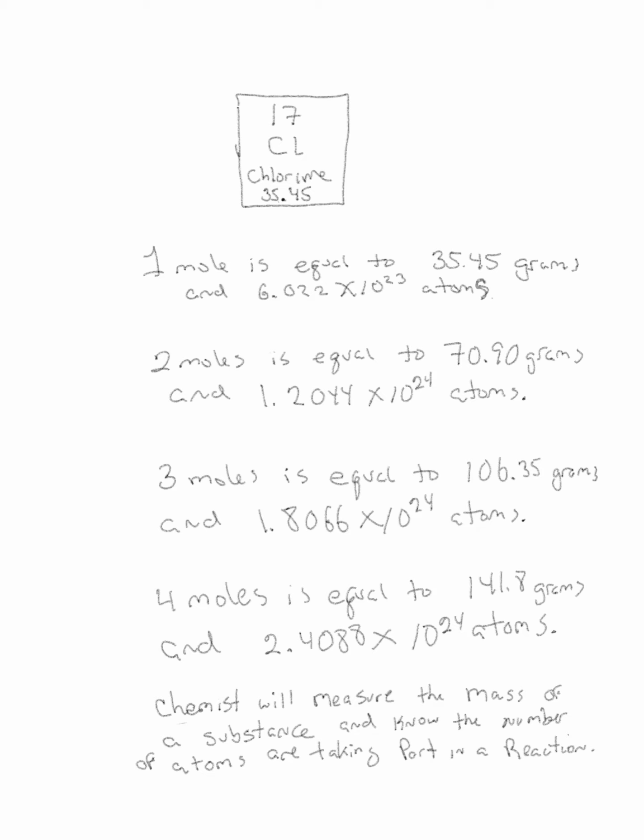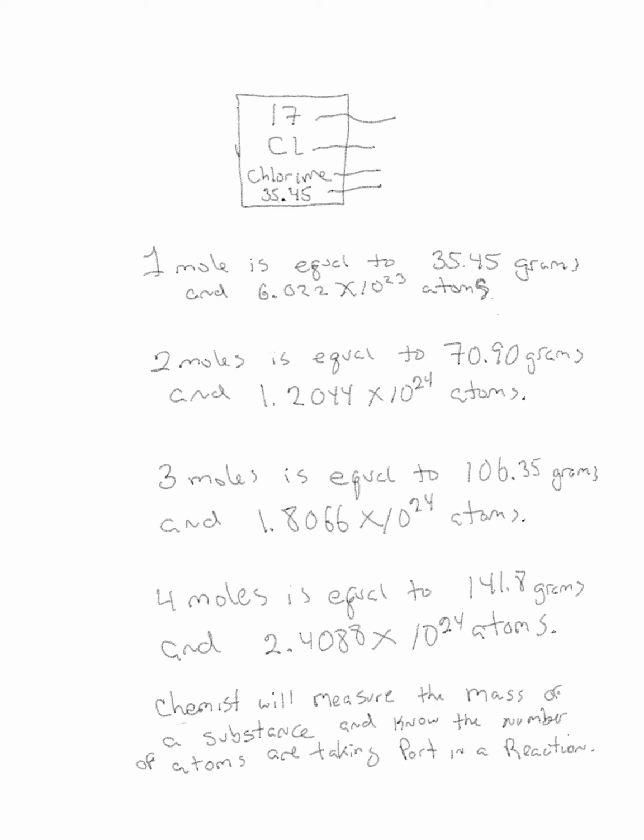If I look at chlorine, again, we said the atomic number is 17, the symbol is Cl, the name is chlorine, and its atomic mass is 35.45. 1 mole of chlorine is equal to 35.45 grams, which is 6.022 times 10 to the 23rd atoms. 2 moles is equal to 70.90 grams. And then we would double the number because we have 2 moles, multiply 2 times Avogadro's number, and we get 1.2044 times 10 to the 24th atoms.